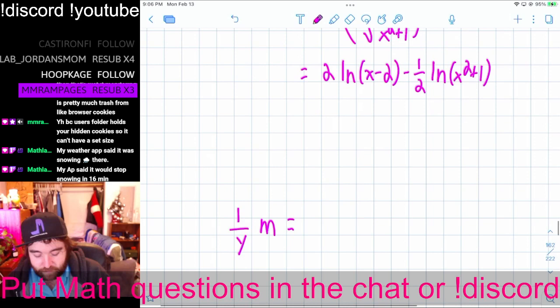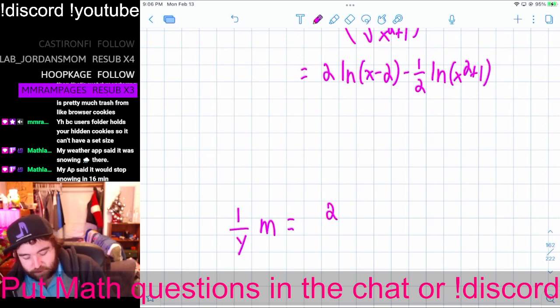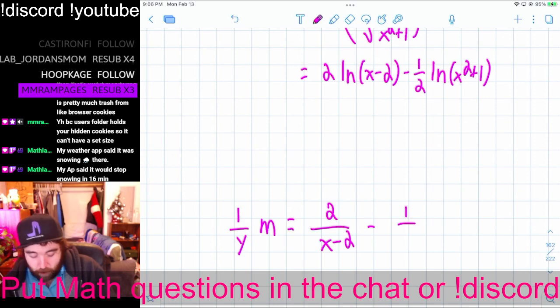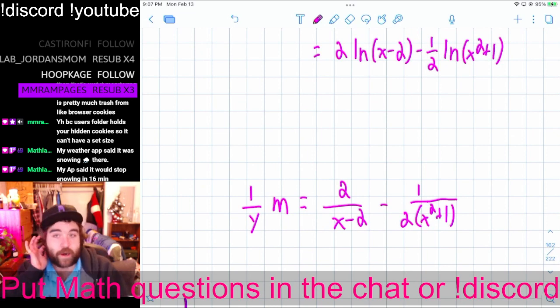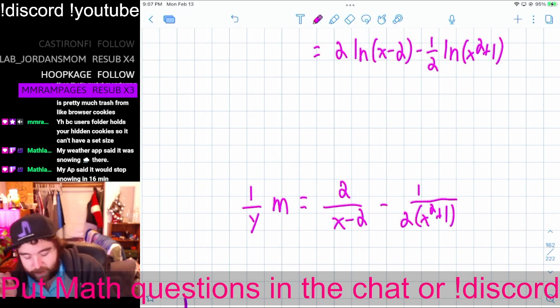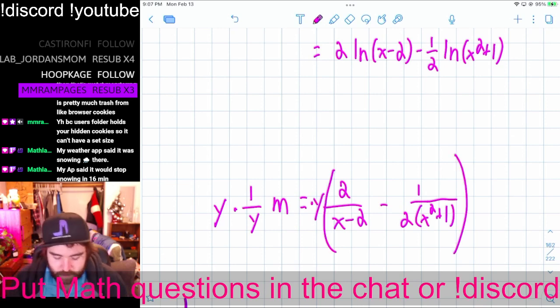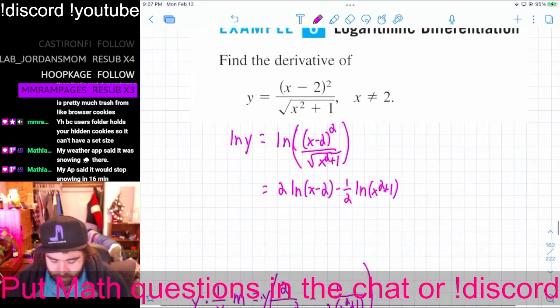Now we'll take the derivative of it. And now see how simple it is. It's 2 over x minus 2 minus 1 over 2 times x squared plus 1. And that was much simpler to do. The only thing you now have to remember is you have to go backwards. We don't have to un-ln. Don't try to do that. We have to multiply both sides by y at this point. And of course, distribute.